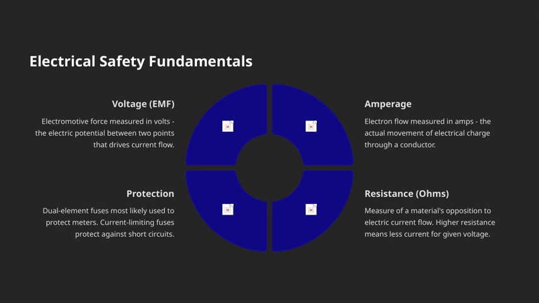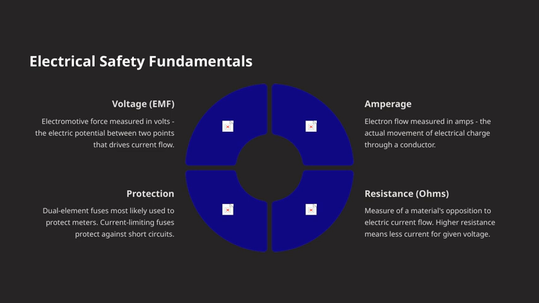Next is amperage, which is the actual flow of electrons, or electrical charge, measured in amps. This is what we often refer to when talking about current. The higher the amperage, the more electrons are moving through the conductor at any given time.